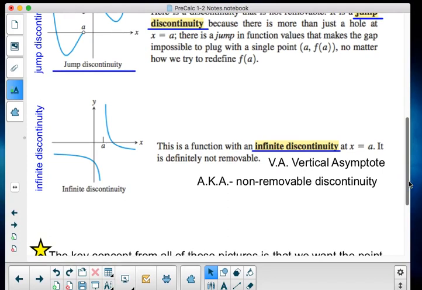Okay, or we'll talk about it as a non-removable discontinuity. The other ones were removable. This is non-removable, something I just can't do anything about. And we'll talk about removable versus non-removable in a little bit here.